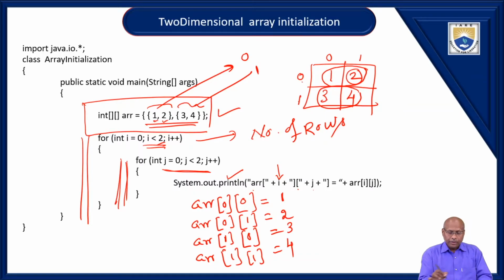So this is your required output. Once you execute this program, you will get this output. By specifying a particular index, you can go there and fetch the data. So this is the way an array is initialized as well as printed on the screen.